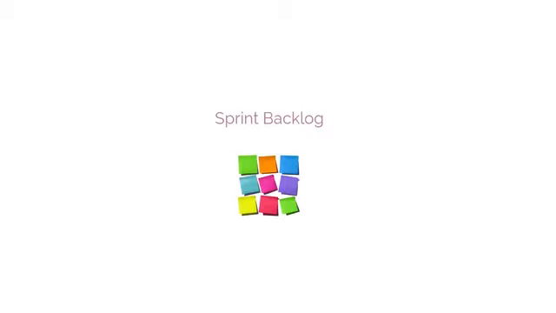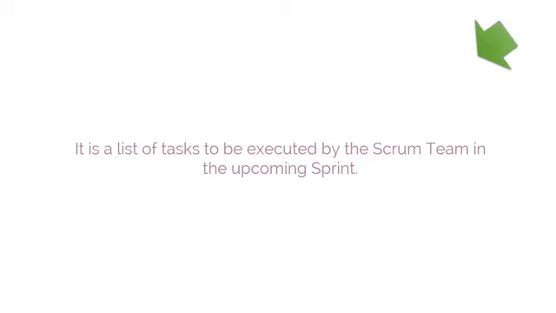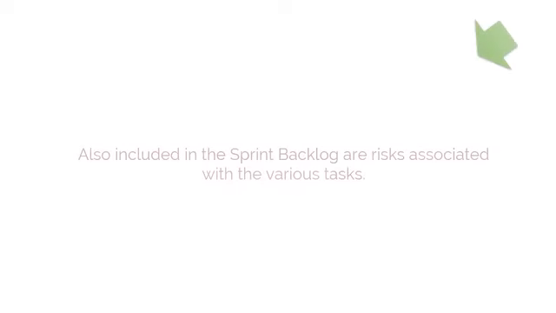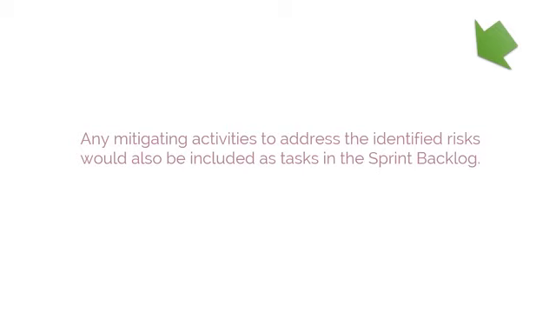Let's look at sprint backlog. It is a list of tasks to be executed by the Scrum team in the upcoming sprint. It is common practice that the sprint backlog is represented on a Scrum board or task board, which provides a constantly visible depiction of the status of the user stories in the backlog. Also included in the sprint backlog are risks associated with the various tasks. Any mitigating activities to address the identified risks would also be included as tasks in the sprint backlog.